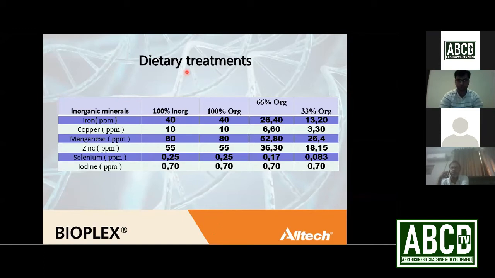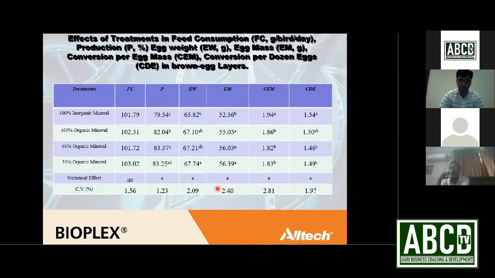Here are the dietary treatments. This is what they used in inorganic form, and this is what they used in the organic form. So exactly the same, 100%, and then they had 66% and 33% of this organic. So they went downwards. Let us see the results.